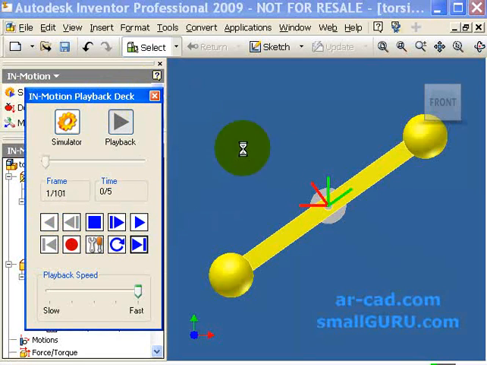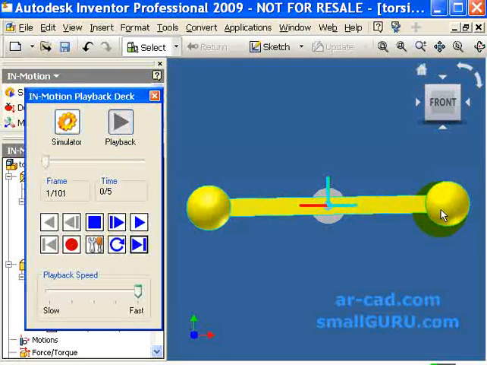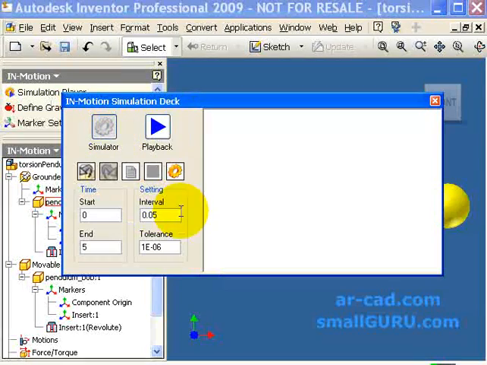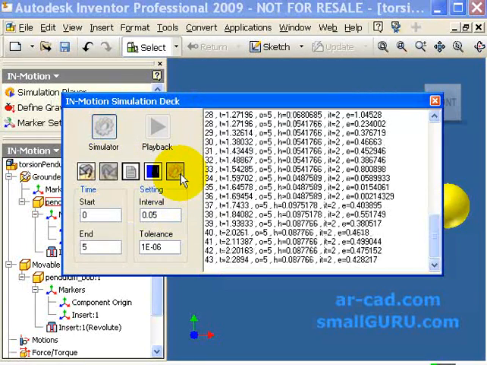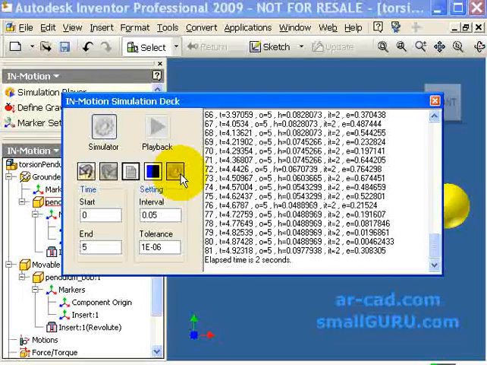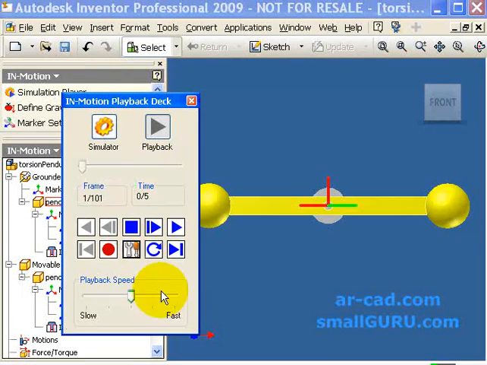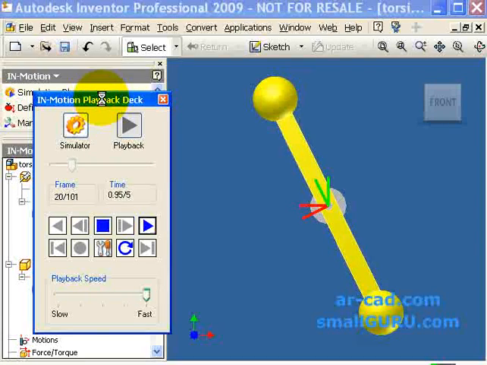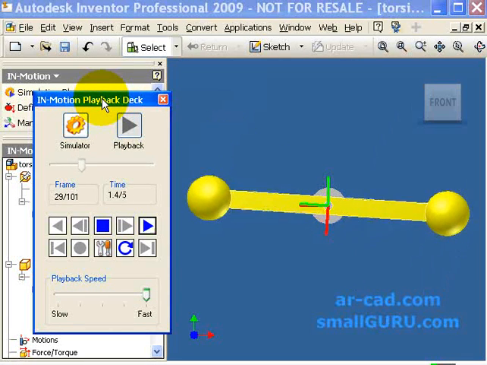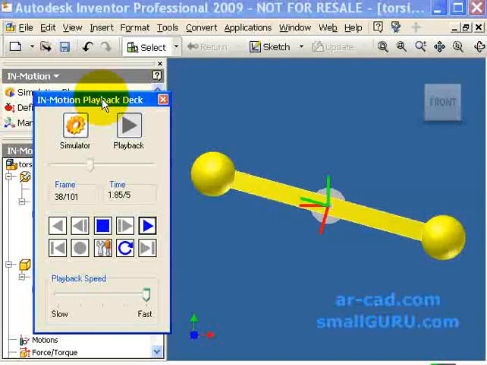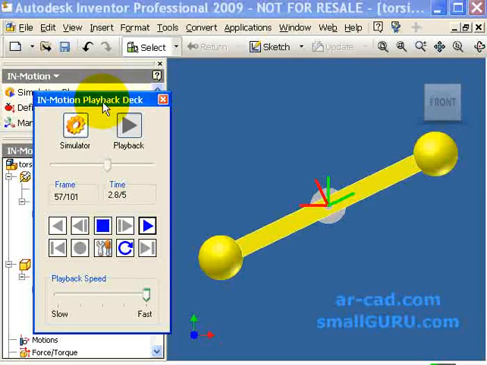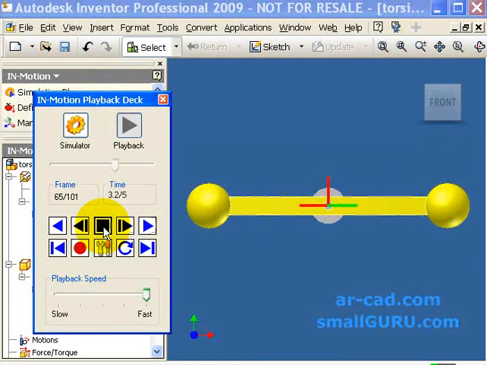And let's see by changing the angle between the initial red axes. So we go to simulation player and again we simulate, and now we get the playback deck. We again start the simulation. Now we can see it was from 90 to 0 and again it goes to minus 90. This is in tension, then it comes back to its natural position, and then it goes back to 0. This is how a torsion spring works. Thank you.